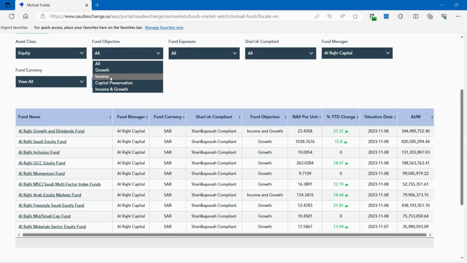It's comparatively much less compared to the growth ones, right? There's also income and growth, which will be a combination of dividend funds as well as non-dividend stocks, right? I keep it to all. I've selected this, so this will give me the 10 mutual funds.